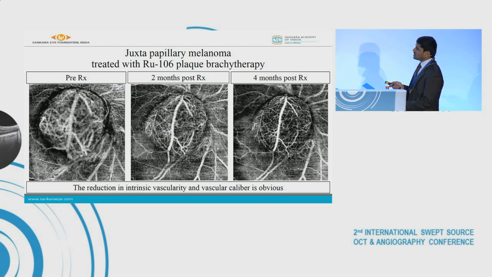So when we do an OCT-A, we can see that there is a definite reduction in vascular caliber. Here we can see the vessels are so thinned out, and this change is also seen at 2 months post-treatment. So OCT-A can help us in identifying response to therapy as early as 2 months in cases which are treated with block brachytherapy.